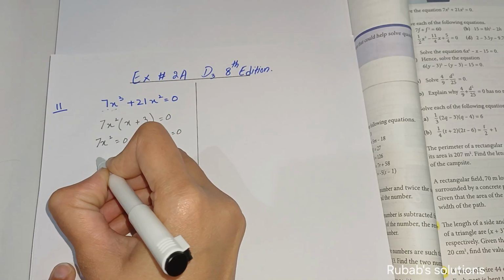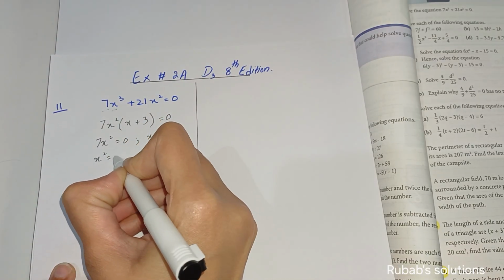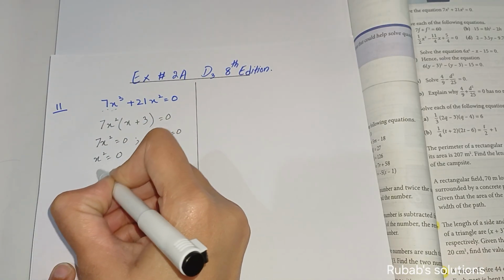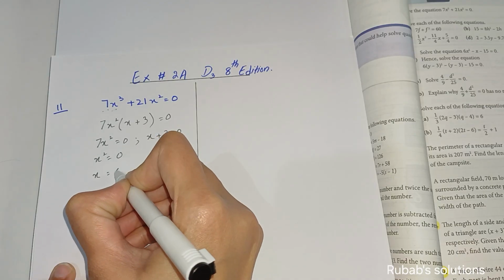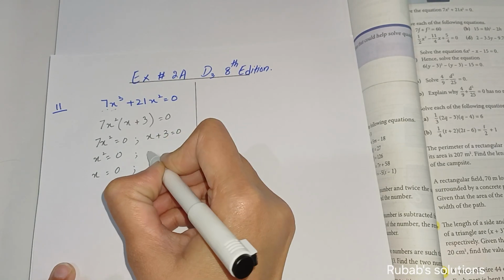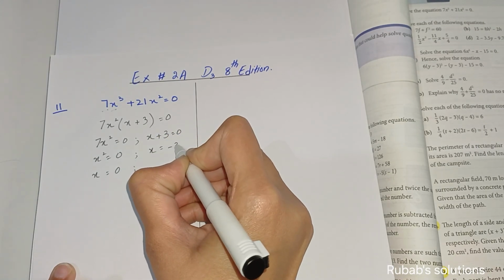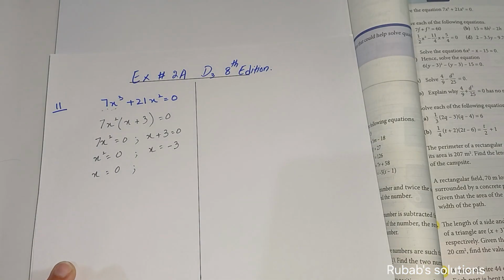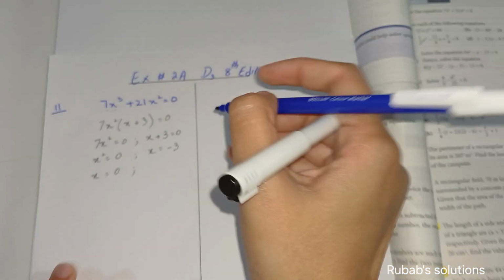0. From here, if I will solve x² is equal to 0 divided by 7, the answer is 0, and if you will take the square root, so the answer is again 0. And from here x is equal to minus 3. So this is the solution for this question number 12.